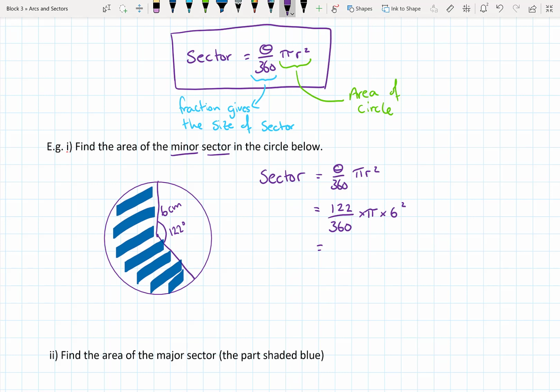So again, turn to your calculator. We're going to do 122 divided by 360 multiplied by pi multiplied by 6 squared. And we get 38.33 square centimeters.